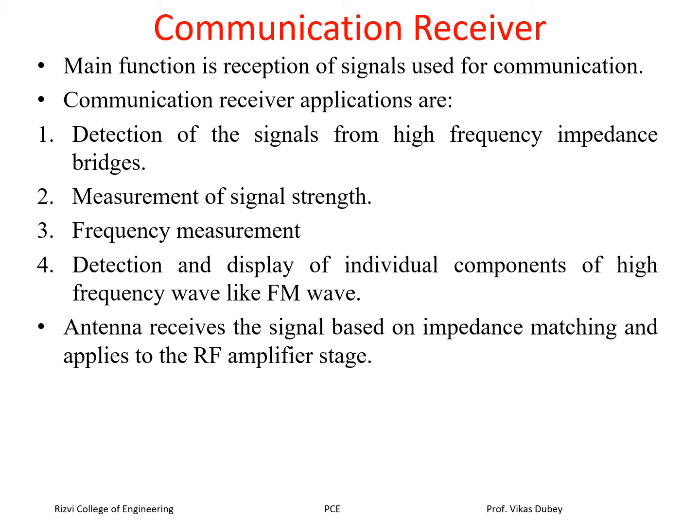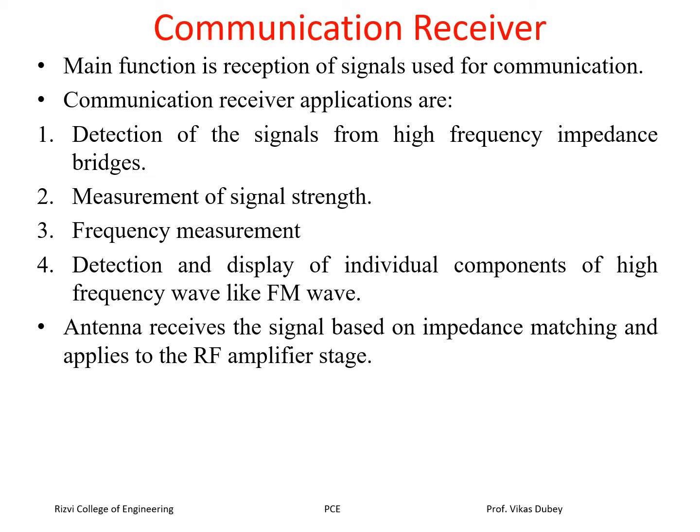Now, if you see the block diagram, normally the first thing will be the antenna. In the next slide we will see the diagram. Normally the antenna receives the signal based on impedance matching and applies it to the RF amplifier stage. So what is the function of the antenna? To receive the signal. Based on the impedance matching, the received signal power will be maximum.